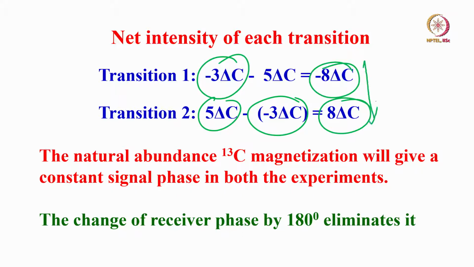In this experiment, if you do the 2 experiments and subtract, then the intensity of the signal will add up. Because of the antiphase character, nullification of the signal or reduced intensity will not be there. But still natural abundance carbon, what will happen? They will come with the same phase, that is not getting changed. Only here the phase is changing from minus 3 to plus 5 and plus 5 to minus 3. But natural abundance will not change the phase, it remains the same.